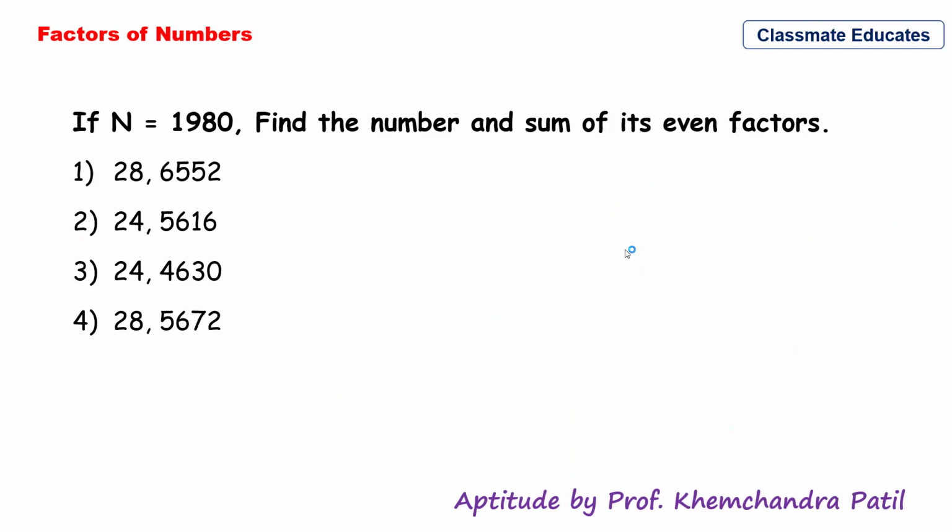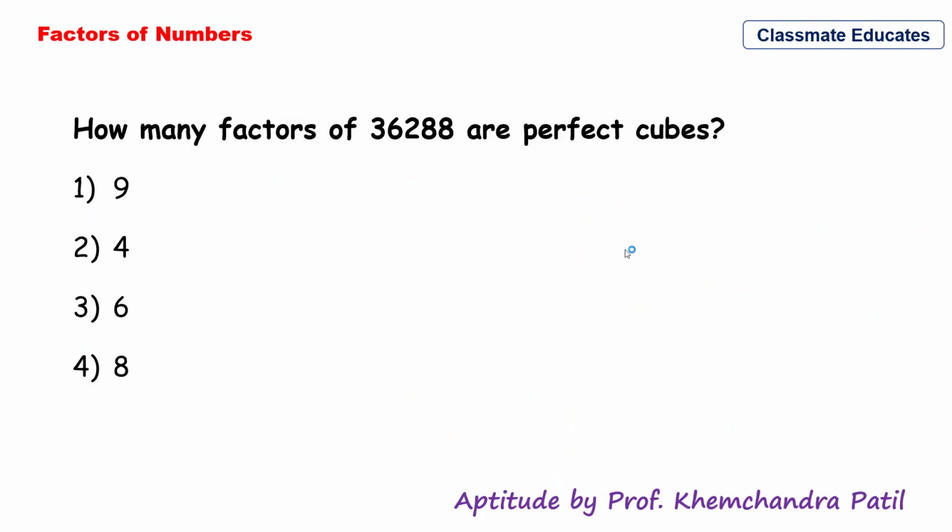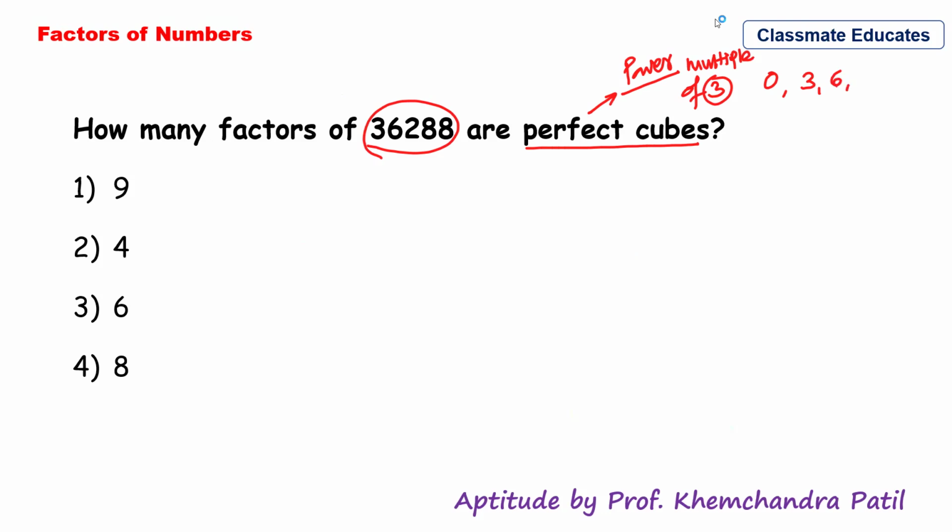Now this question is asking how many factors of this particular number, 36,288, are a perfect cube. If it is a perfect cube, then every power should be a multiple of 3. Only a multiple of 3 gives a cube. So 0 is also a multiple of 3. So which powers can you take? You can take powers 0, 3, 6. So first we have to factorize this.